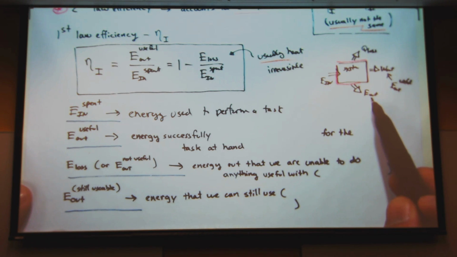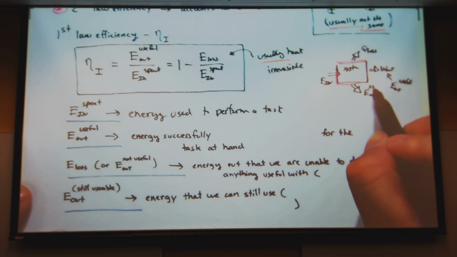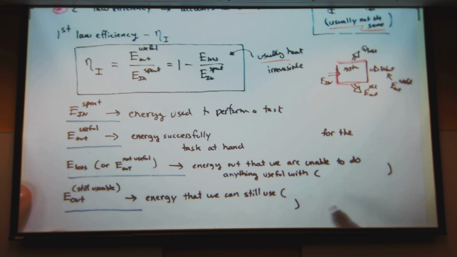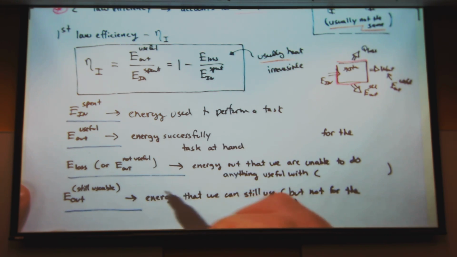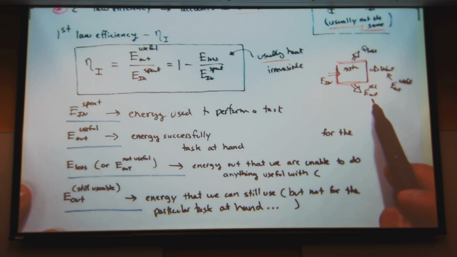And then we have some energy out here, and this one is the energy still usable. So I'll just put SU for still usable. So this is the energy that we can still use, but not for the particular task at hand. I'll just put some dots at it. So this energy we can still do something with.